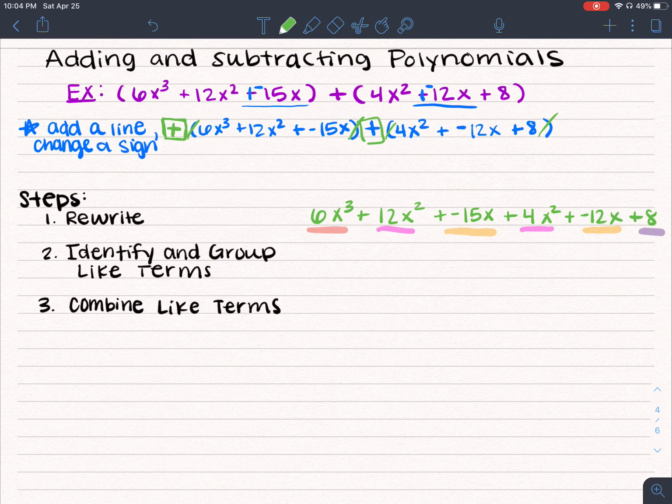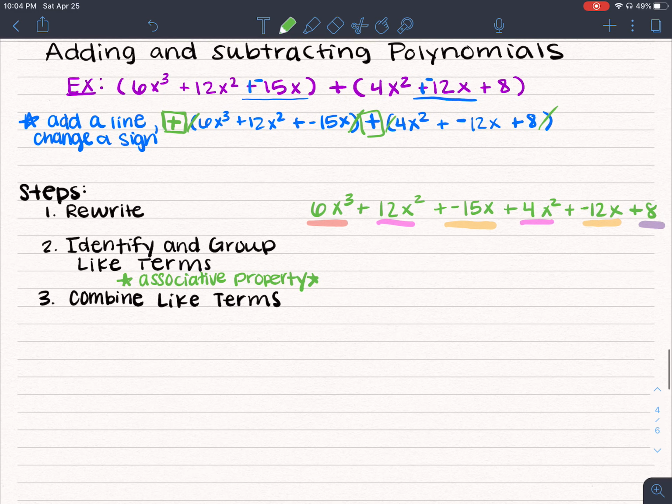All right, so we identified our like terms and now we need to group them. So we're bringing up our associative property of addition, which means that no matter which order we move these, it'll still be the same, right? So we're going to group them together so that later we can combine them. So 6x cubed is by itself. There's no like term. So we are going to just bring that down.